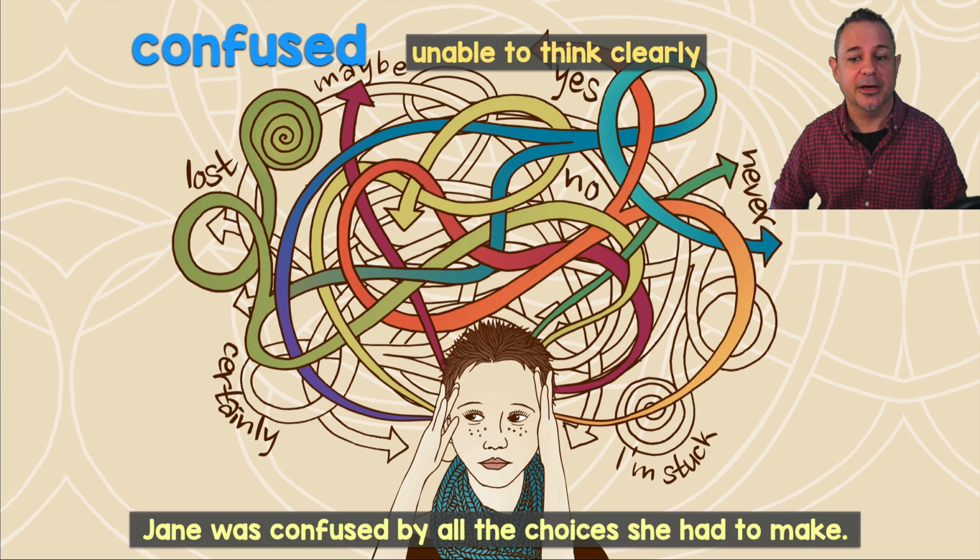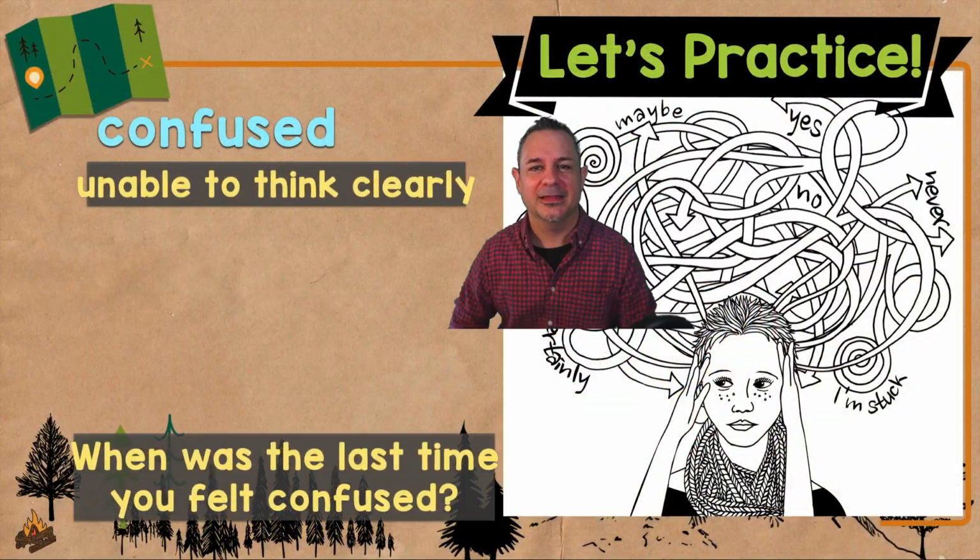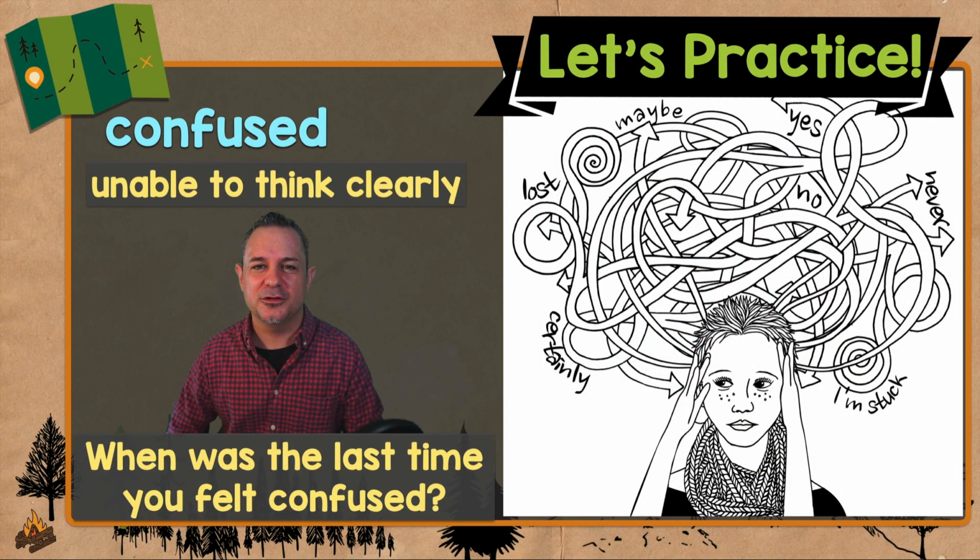Jane was confused by all the choices she had to make. She wasn't sure what to do. She was confused. Let's practice. The word confused means unable to think clearly. Can you think of a time recently when you felt confused?